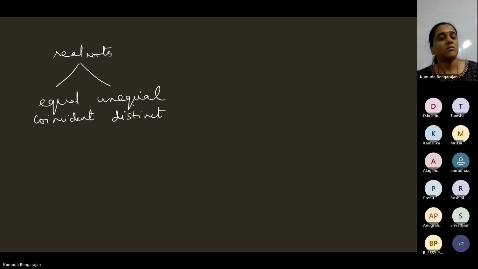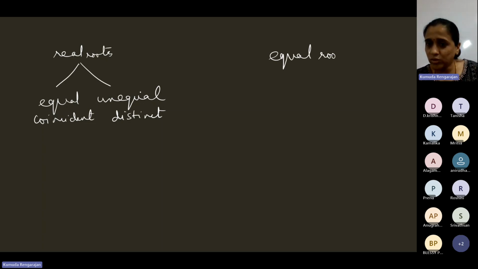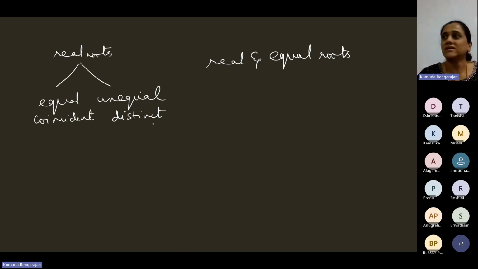But when it's given that a quadratic equation has equal roots, it means real and equal. You should not ask, okay, equal roots, are they real? Yeah, roots exist. That's why we are saying equal roots, real and equal only.